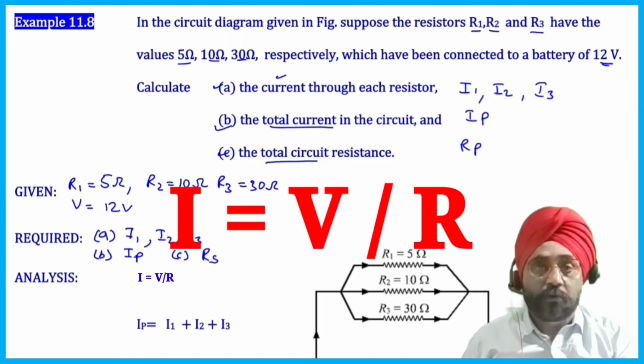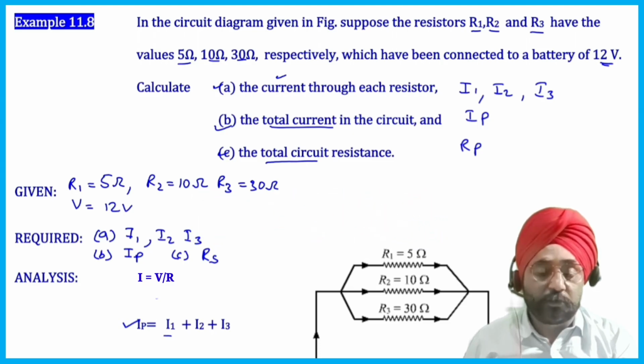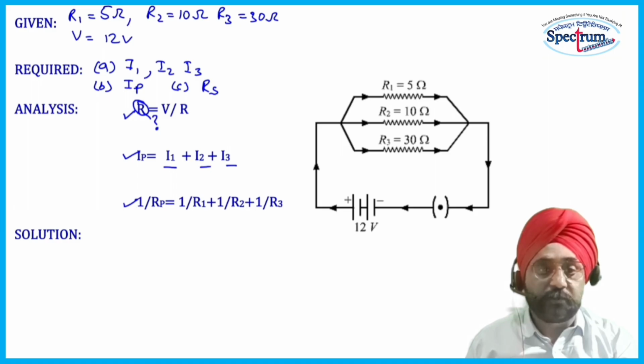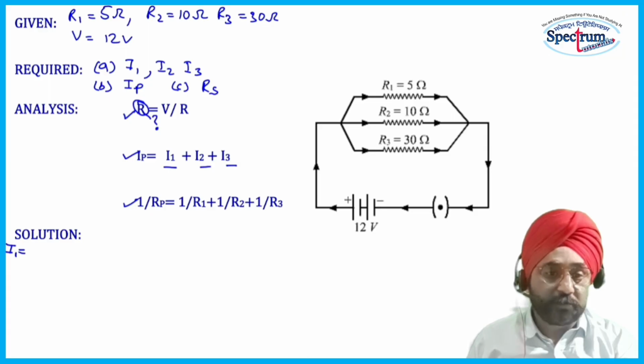Formula: Ohm's law, I is equal to V over R. Total current IP is equal to I1 plus I2 plus I3. Equivalent resistance formula: 1 over Rp is equal to 1 over R1 plus 1 over R2 plus 1 over R3. So first we solve A part. Individual currents, I1 is equal to V upon R1.